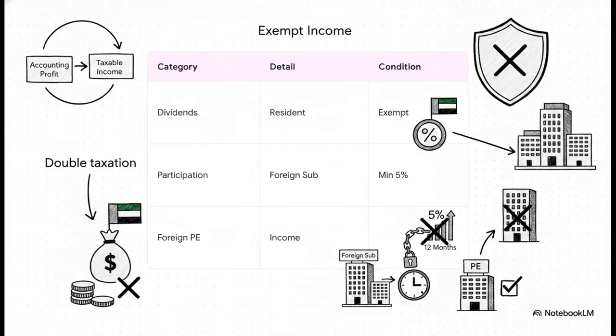This brings us to the second pillar of our bridge, exempt income. Basically, the FTA carves out certain categories entirely so you don't get hit with double taxation. First off, dividends and profit distributions from UAE resident juridical persons? Totally exempt. Second, we've got the participation exemption. This means dividends and capital gains from qualifying foreign subsidiaries are exempt if you meet the conditions, which usually means having a minimum 5% ownership interest and holding it for at least 12 months. And finally, certain foreign permanent establishment income can also be excluded, provided you make the proper election.